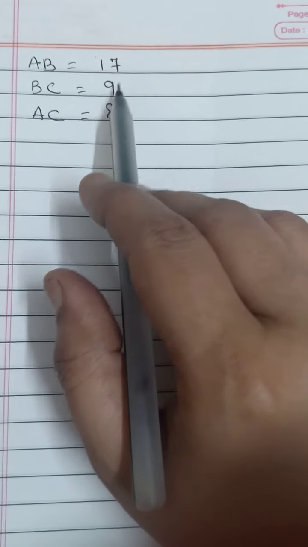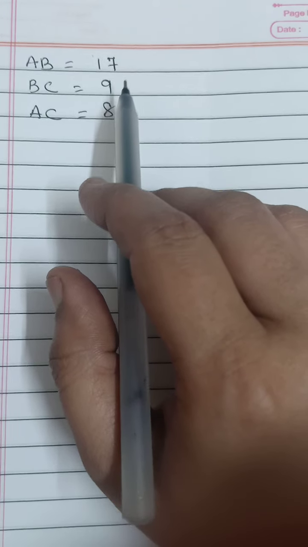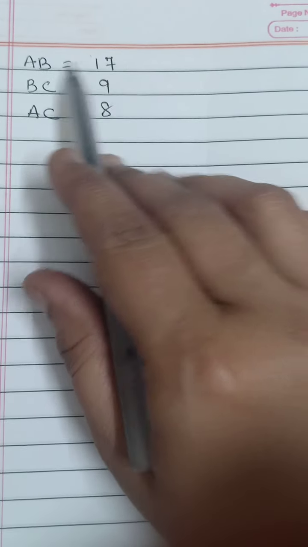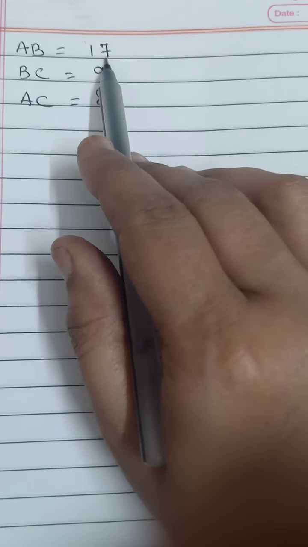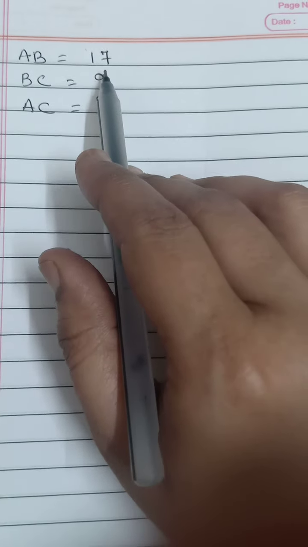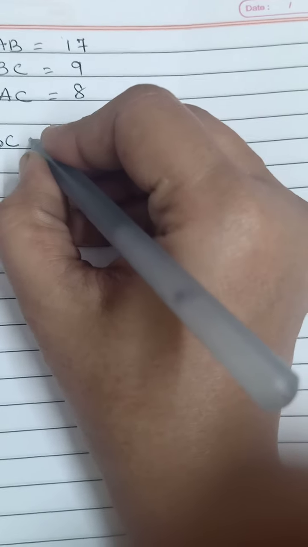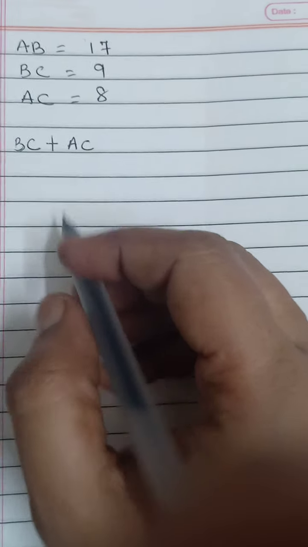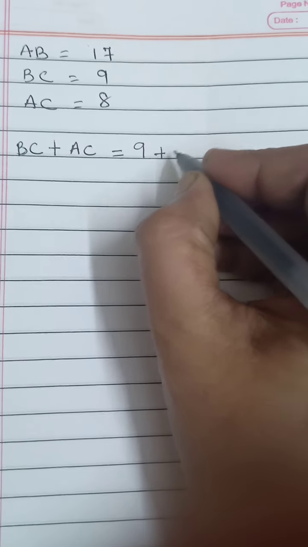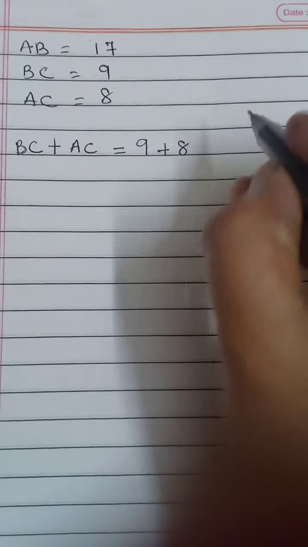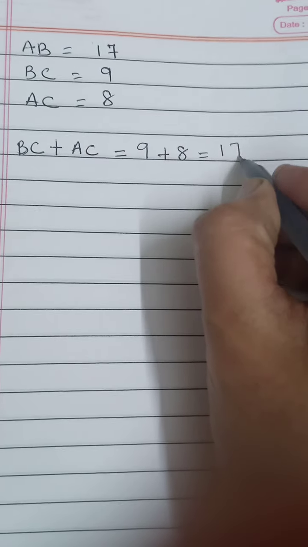So see here, out of these three distances, first of all we will look at the larger distance, which is 17. Other than this largest distance, we have to add the two smaller distances. That means we have to add BC and AC. The value of BC is 9 and the value of AC is 8. So 9 plus 8 will be equal to 17.